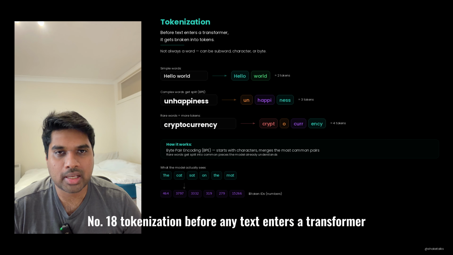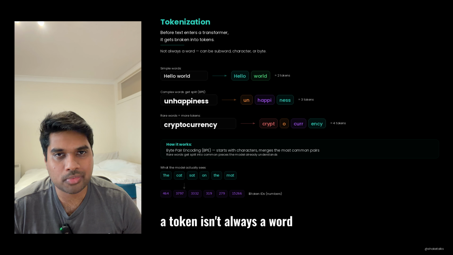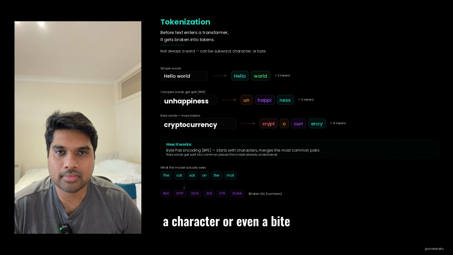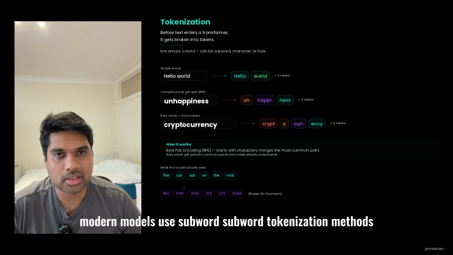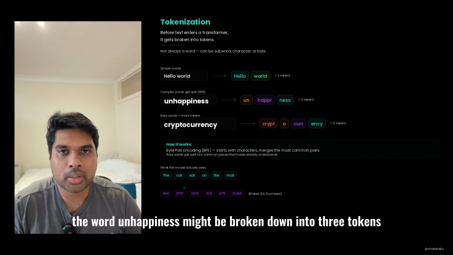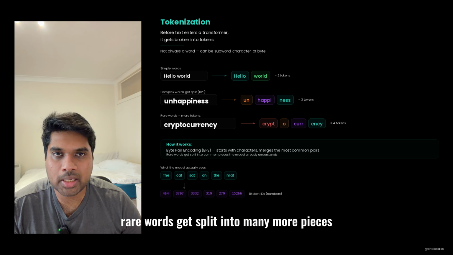Number 18. Tokenization. Before any text enters a transformer, it is broken down into tokens. A token isn't always a word. It can be a subword, a character, or even a byte. Modern models use subword tokenization methods like byte pair encoding. The word unhappiness might be broken down into 3 tokens. Rare words get split into many more pieces.